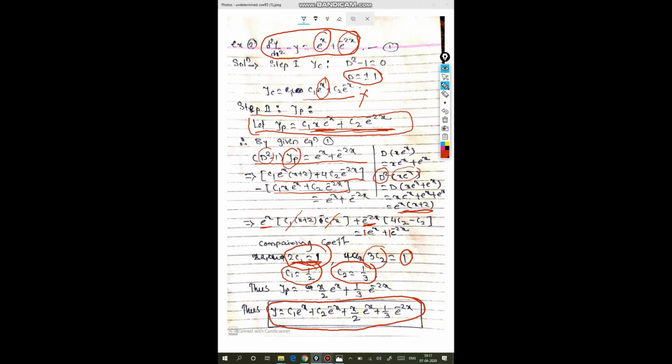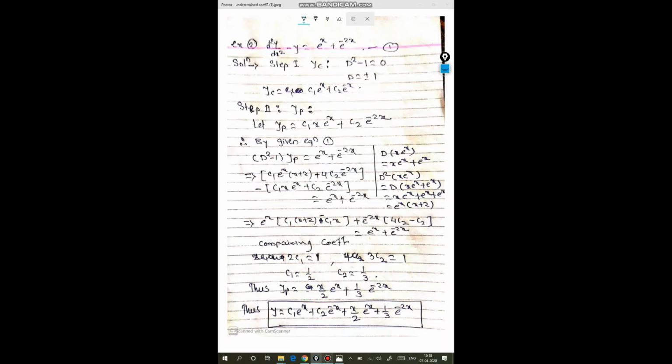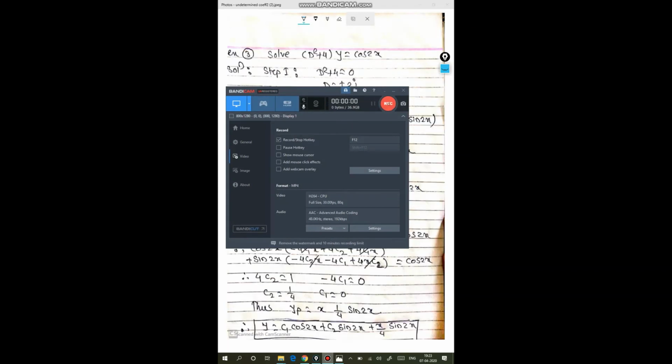So that's about our second example. The important thing is e raised to x, that is a part of both yc and the RHS. Because of that, x e raised to x is taken, but e raised to minus 2x is not a part of yc. So only c2, there is no x times e raised to minus 2x taken. That's the main thing. Otherwise, the remaining things are the same. So that's about the second example.